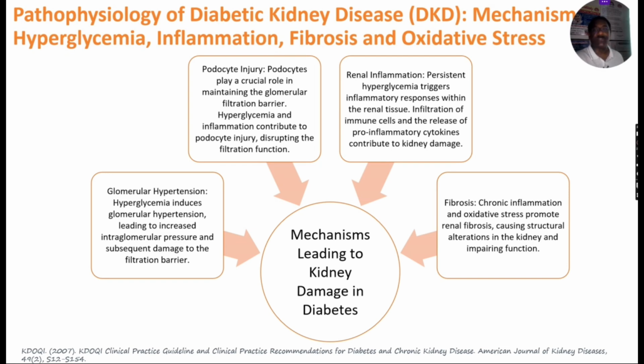And what about fibrosis? Chronic inflammation because of uncontrolled diabetes, and oxidative stress, promote renal fibrosis, causing structural alterations in the kidney and impairing its functions. Once there are structural changes, obviously the functional changes will start. Then your creatinine level will go up and your GFR will come down. And glomerular hypertension: it is very important to use drugs to control the glomerular hypertension in CKD. Some drugs will act here, some drugs won't.